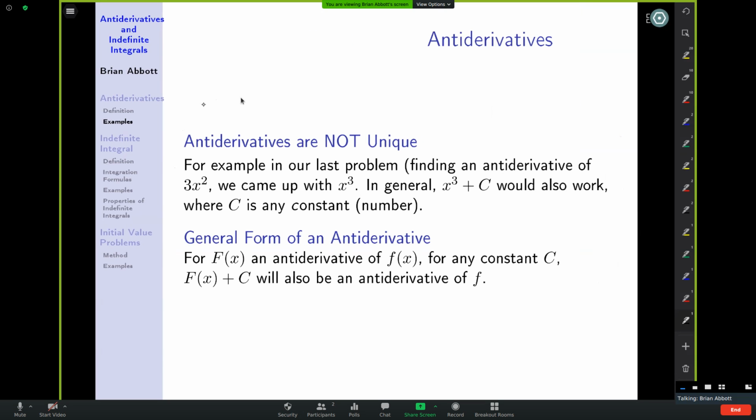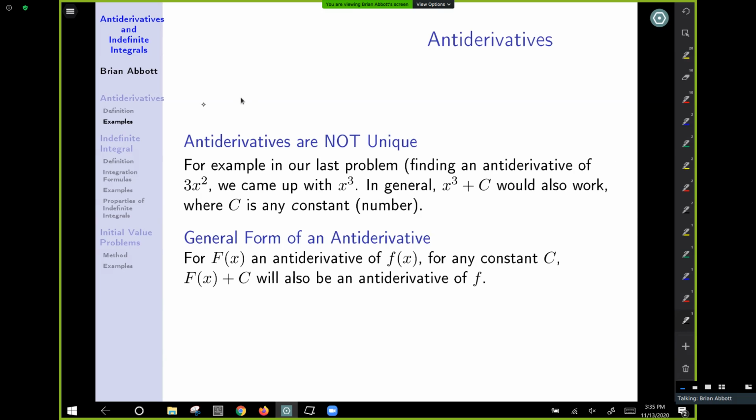Antiderivatives are not unique. In the last problem, we found an antiderivative for 3x squared. We came up with x to the third. In general, x to the third plus any constant c will also work. So for that reason, sometimes we refer to the general form, or sometimes this is called a family of antiderivatives. There's the parent analogy again. You can add on c. The notation gets complicated. Let's move on.